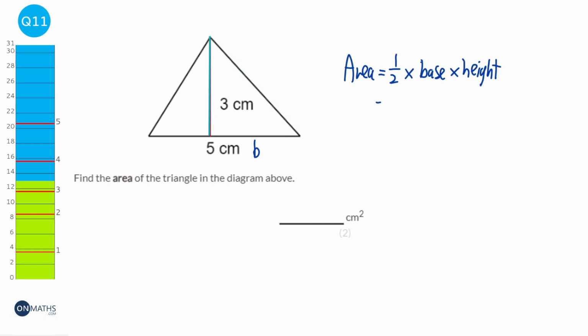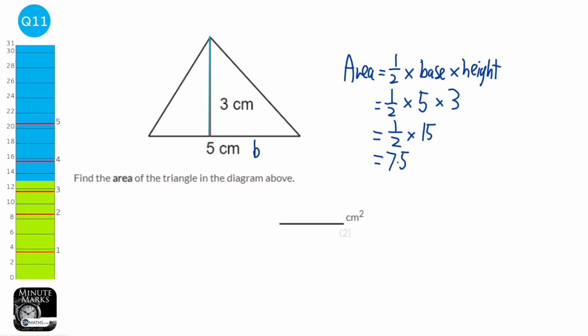So let's put that into our formula. Half times the base, which is 5, times the height, which is 3. So it's going to be half times 15, and that will equal 7.5. Both the lengths in the diagram are centimetres, therefore the area will be centimetres squared.